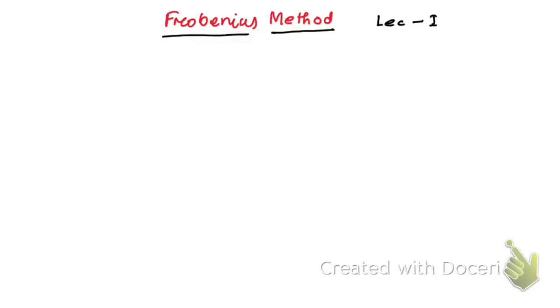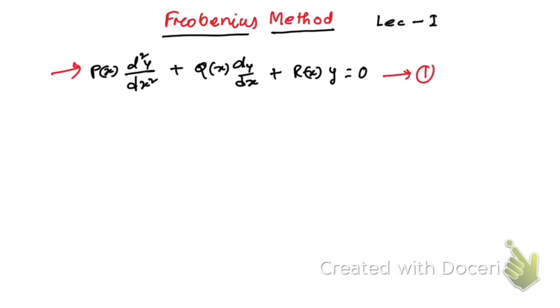So using this method we're going to solve this kind of equation. So here you can see how to solve this kind of equation: p(x) times the second order derivative of y with respect to x, plus q(x) dy/dx plus r(x) y equals 0. These are polynomials, p of x, q of x, r of x. These are polynomials in x, right?